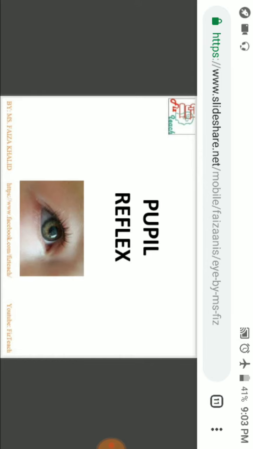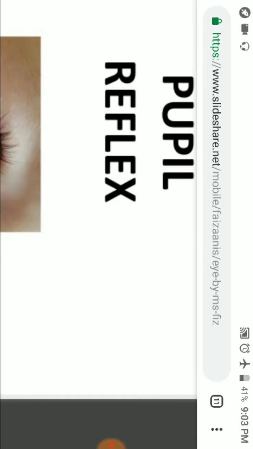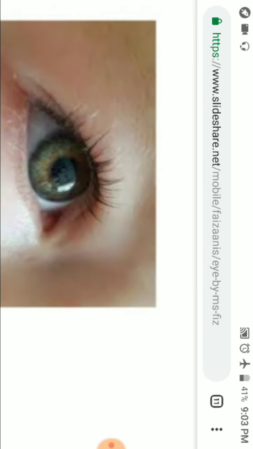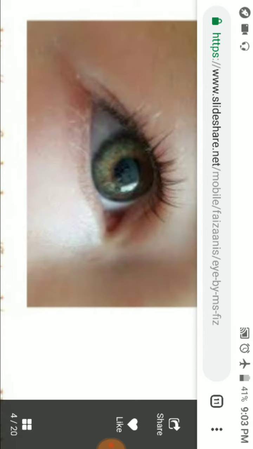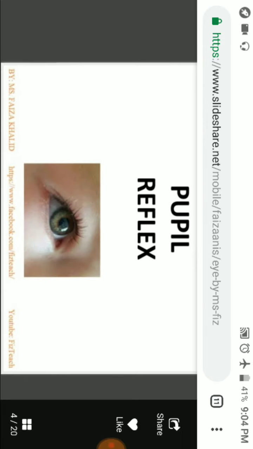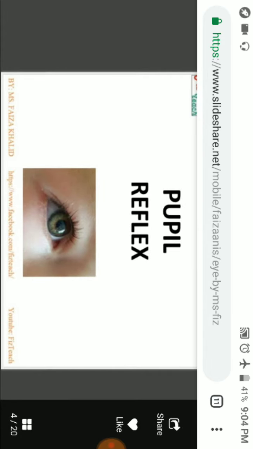Pupil reflex means that, see, in this eye there is the gray area, and inside the gray area there is a black hole. This black hole is called the pupil, and beside it is a colorful muscle, which gives the eye its specific color. Over here I think it's gray in color. So let's talk about it in more detail.